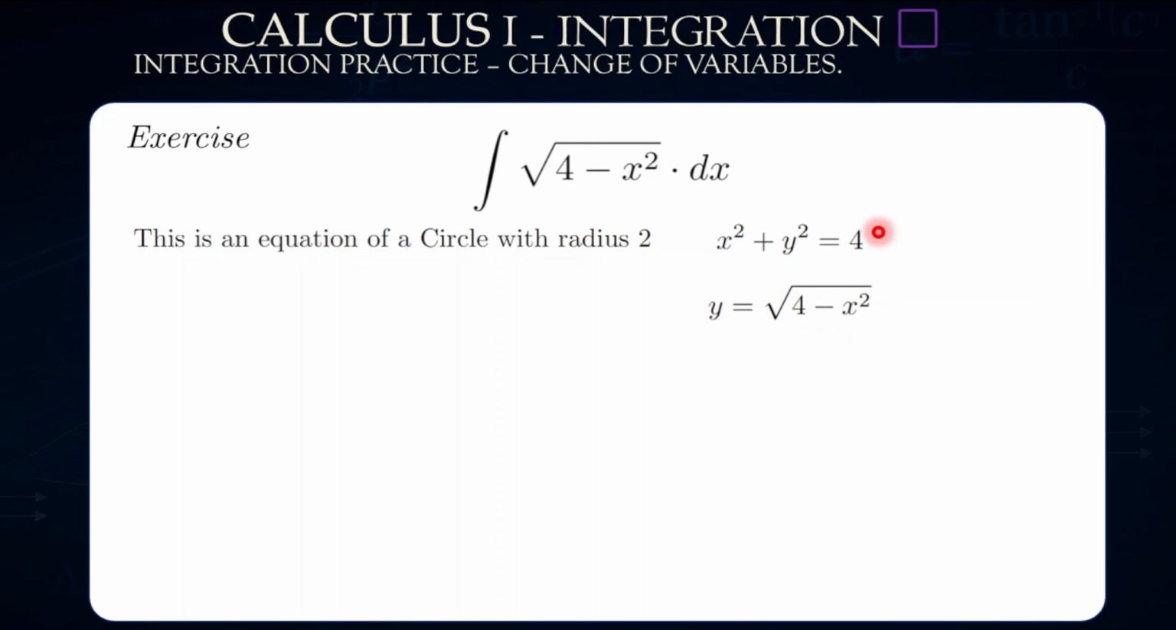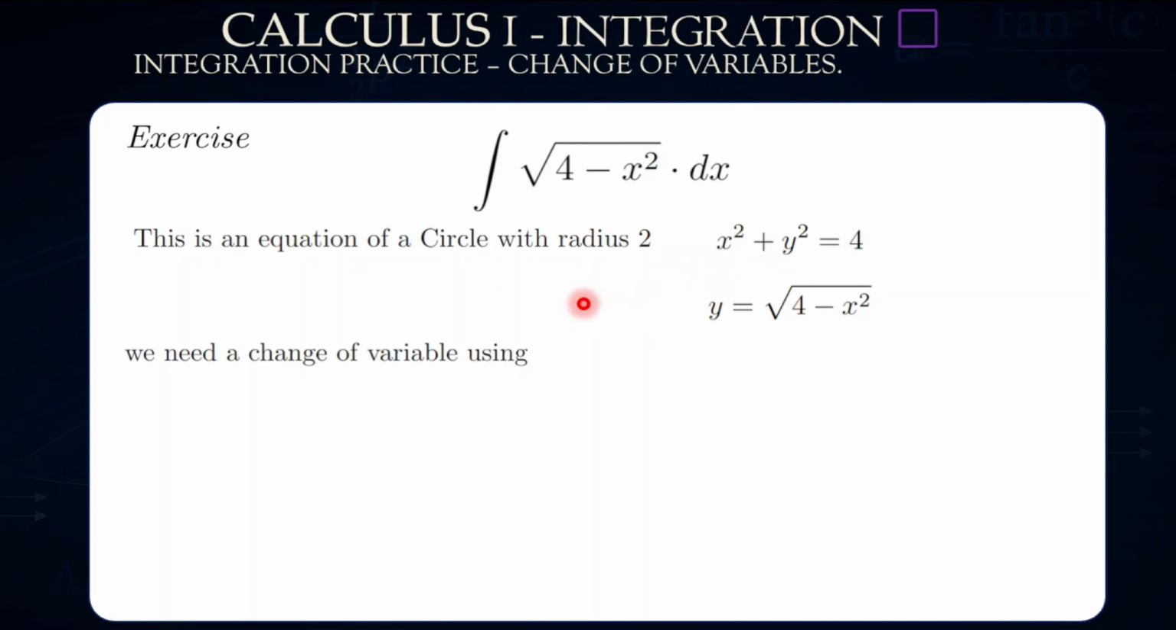Also, as a side note, the coordinates of the center of this circle are 0, 0, because the original equation is x minus a squared plus y minus b squared, where a and b are the coordinates of the center of the circle. Here the circle is centered at the origin of the axis.